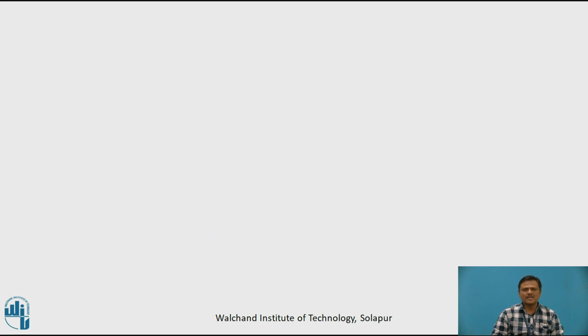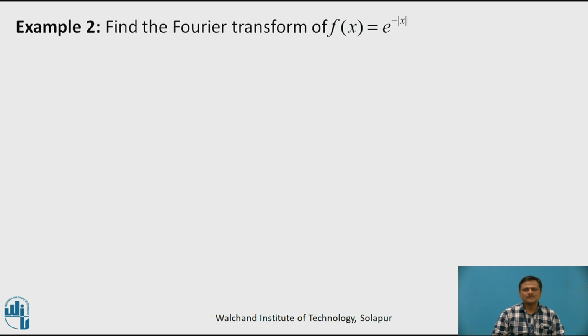Now let's move on to the next example. Second example is quite interesting. So let's see what it is. Find the Fourier transform of f of x equal to e to the power minus mod x. Here the function is defined to be e to the power minus mod x.